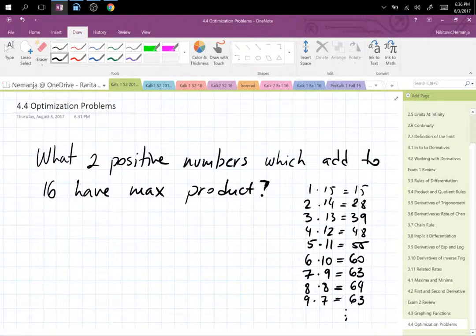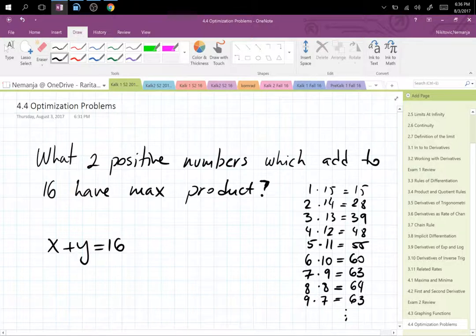So they're asking us to add two numbers to 16. Well, common sense, x plus y is 16. I mean, there's nothing else you can write if you're adding two numbers. And look what they want. They want the product of these two numbers to be maximum. You see? So this is how you model in mathematics.